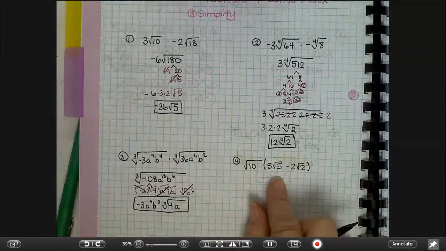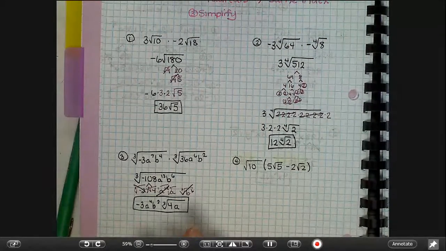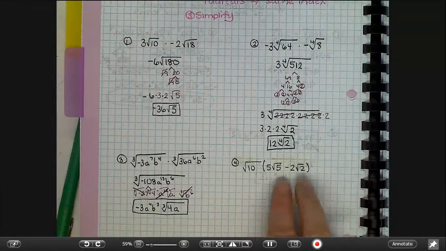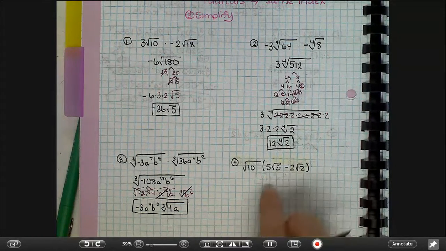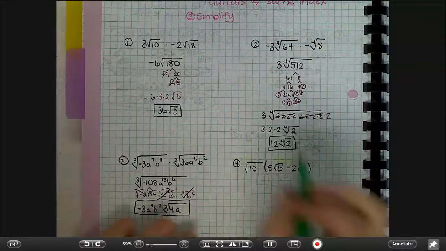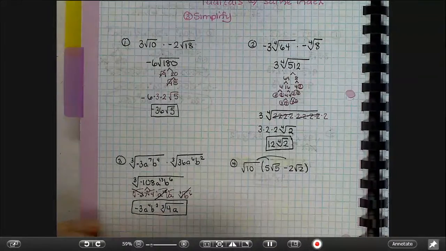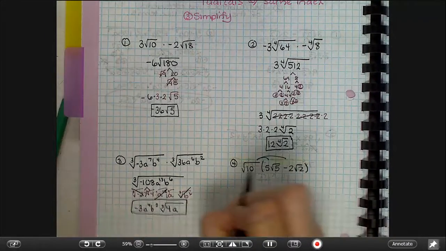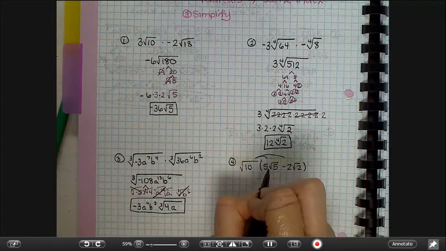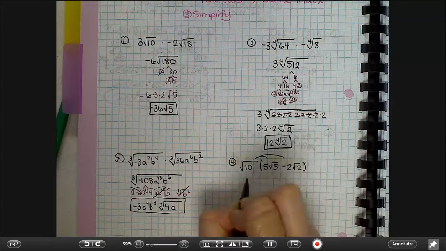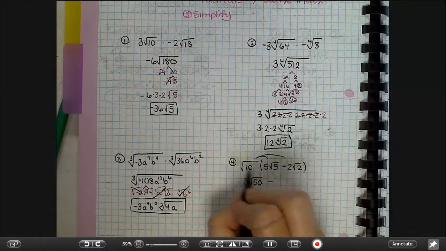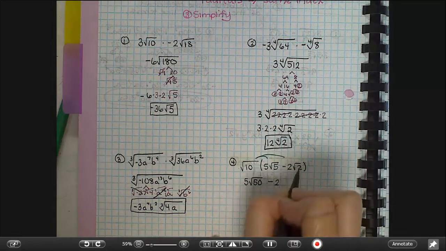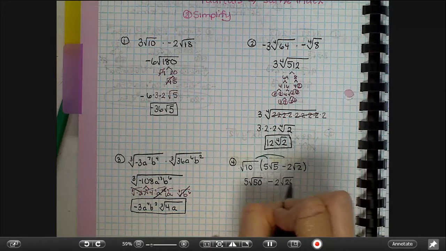All right, so this is a distributing problem, and that's actually what you need to do. So the first thing you should do is check and see inside. Can I combine like terms? No, these are not like terms. So now we're going to follow distributing rules. So we're going to distribute the square root of 10 into the radicals. So with 10, the square root of 10 times 5 root 5, 1 times 5 is 5, 10 times 5 is root 50, minus 1 times 2 is 2, 10 times 2 is root 20.